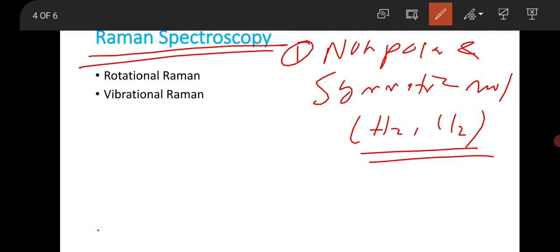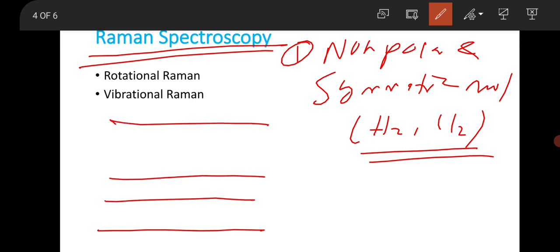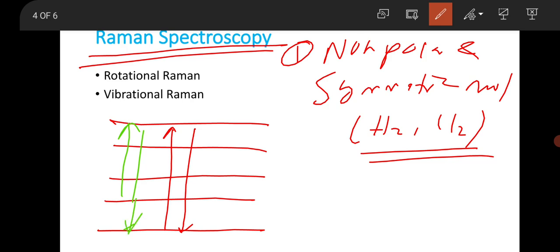In Raman spectroscopy, you have the energy levels like this, and three transitions can occur. This is the anti-Stokes transition, this is the Rayleigh line, and this is the Stokes line. The wavelength of the Stokes line is greater than the incident radiation. In Rayleigh lines the wavelength of scattered radiation is the same as the incident radiation, but in the anti-Stokes line the wavelength of scattered radiation is less than the incident radiation.